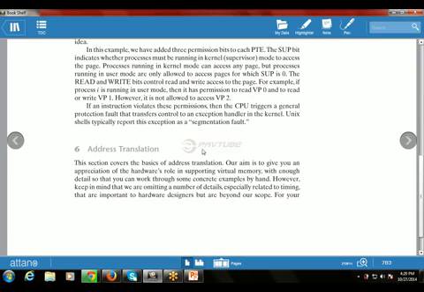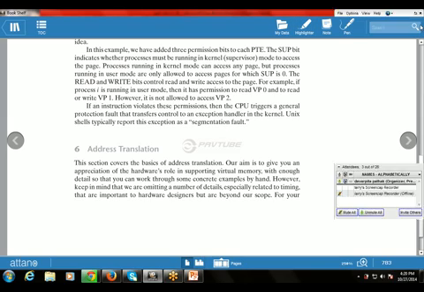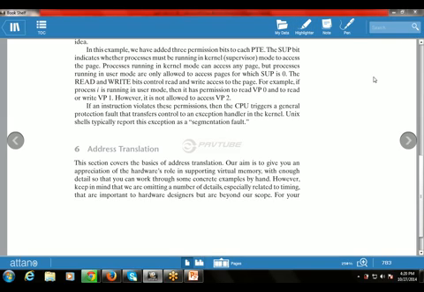Then we discussed an important topic, address translation, that is how one address can be converted into another one. Suppose we have the address of one location, a new location, and that address is converted into the next form. That is address translation, and it also is done by using VM, virtual memory.